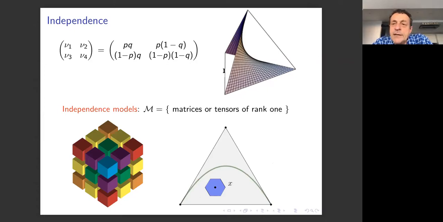We might have many random variables. In that case, matrices become tensors. So in general, by an independence model, I will be meaning a collection of matrices or tensors, if I have more random variables, of rank 1. It's particularly interesting to think about symmetric tensors. They come up a lot, just like symmetric matrices. So if here P is equal to Q, this would be a symmetric matrix.